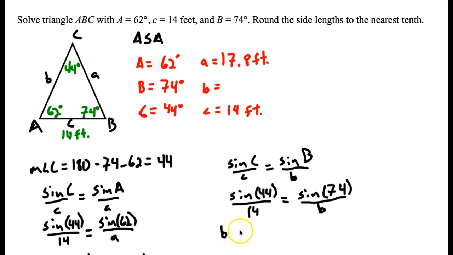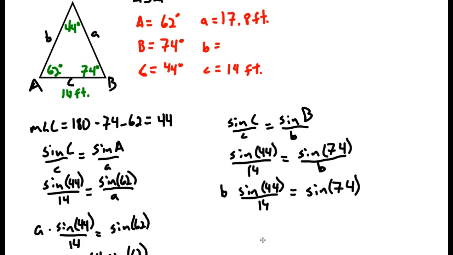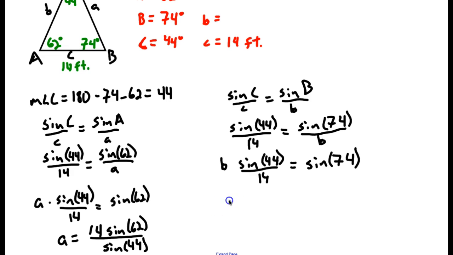B times the sine of 44 over 14 equals sine of 74. And then to get B by itself, we will multiply both sides by the reciprocal of this fraction. So when we do that, we'll end up with B equals 14 times the sine of 74 over the sine of 44. And again, we'll just type that in the calculator.